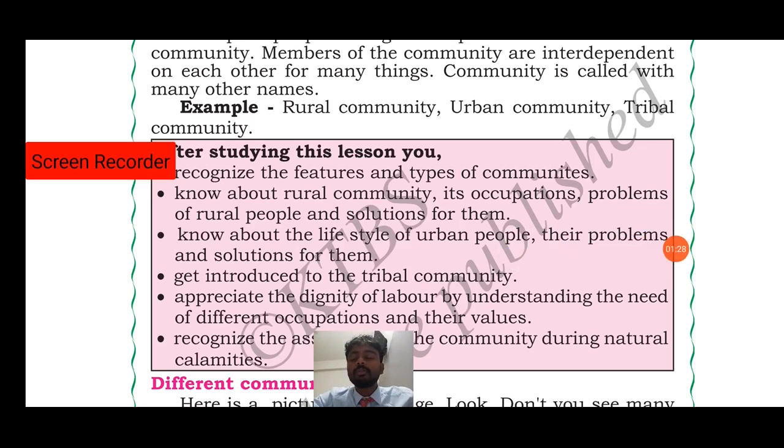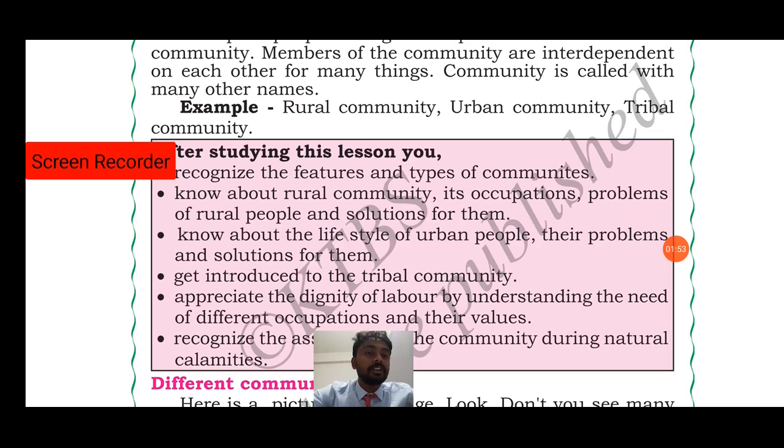See, what do you mean by rural community? You know already. It means what? In the village people's areas, there is a rural community. So urban community means what? City people's areas. This means city areas. And the tribal community means what? There is a forest area people. Yes or no? Okay.